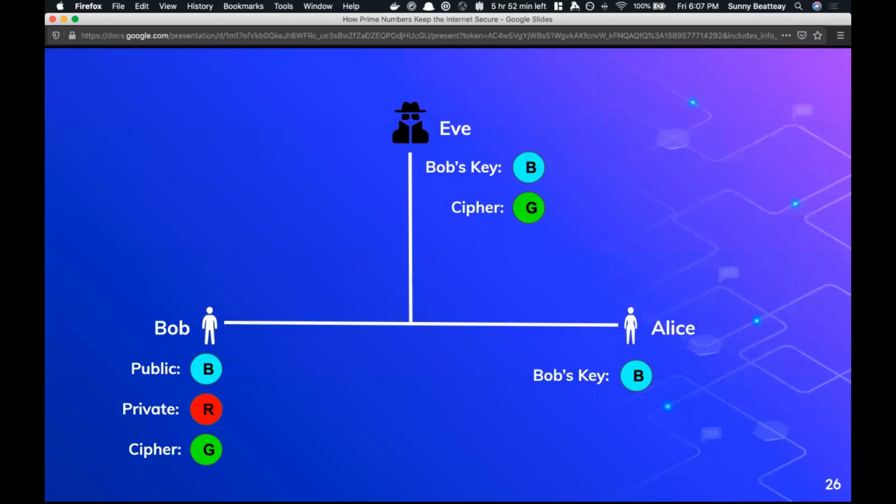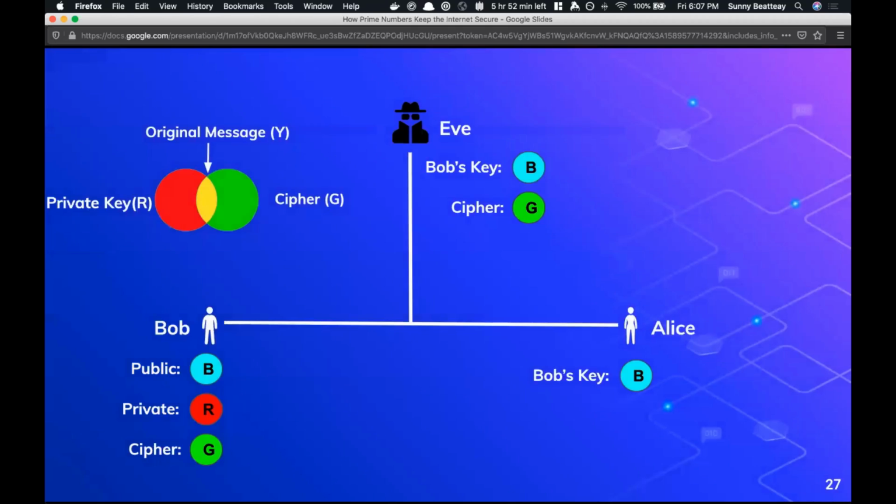The way he does this is basically by combining his private key with the cipher. Since Alice used the public key, which is kind of the first half, and now Bob is combining it with the private key, the public and private key cancel each other out. And so they're able to get back to the original message, which is yellow. So in this case, Bob was able to decrypt the cipher back into the color yellow, while Eve is stuck with just the public key and the cipher. Eve cannot use the public key to decrypt the cipher, because the public key can only be used for encrypting.